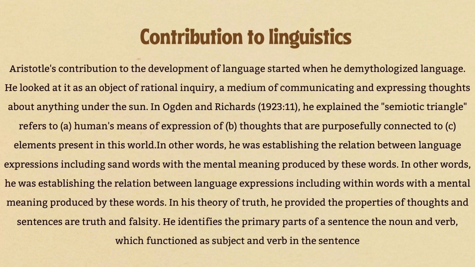In his theory of truth, he provided the properties of thoughts and sentences, which are truth and falsity. He identifies the primary parts of the sentence, the noun and verb, which function as a subject and verb in a sentence. Aristotle made important contributions to language development by seeing it as a rational study and a way to communicate thoughts.